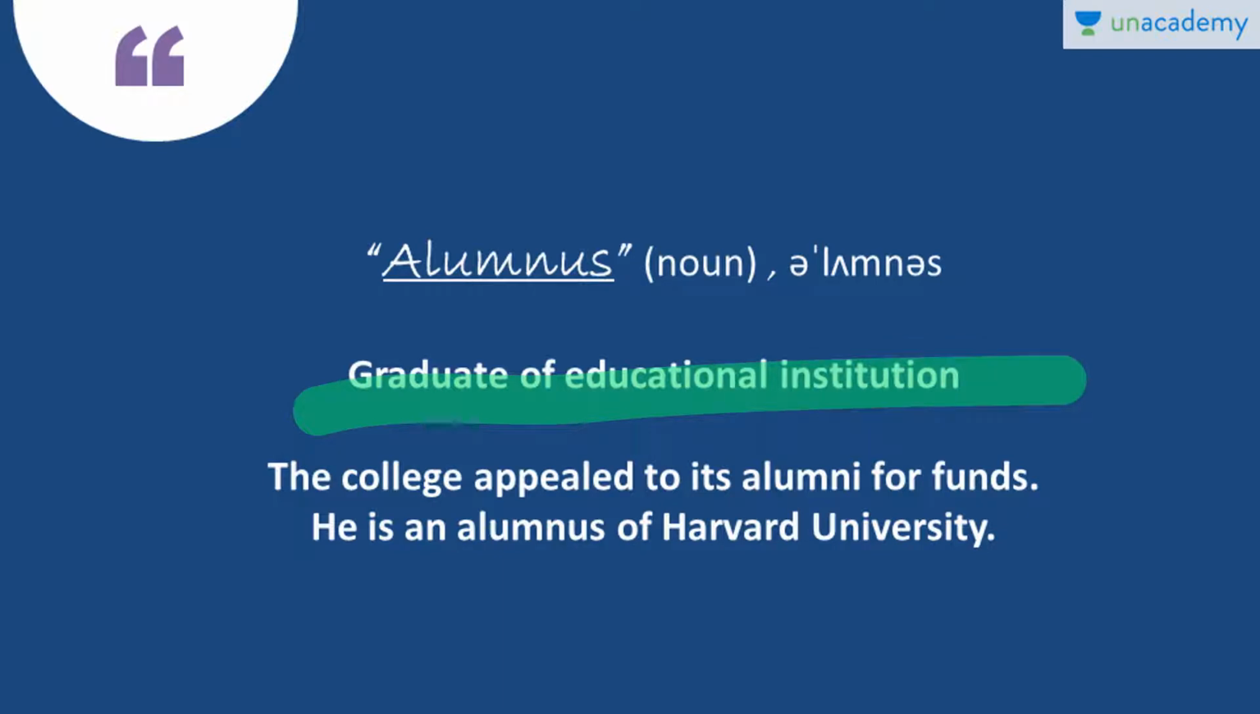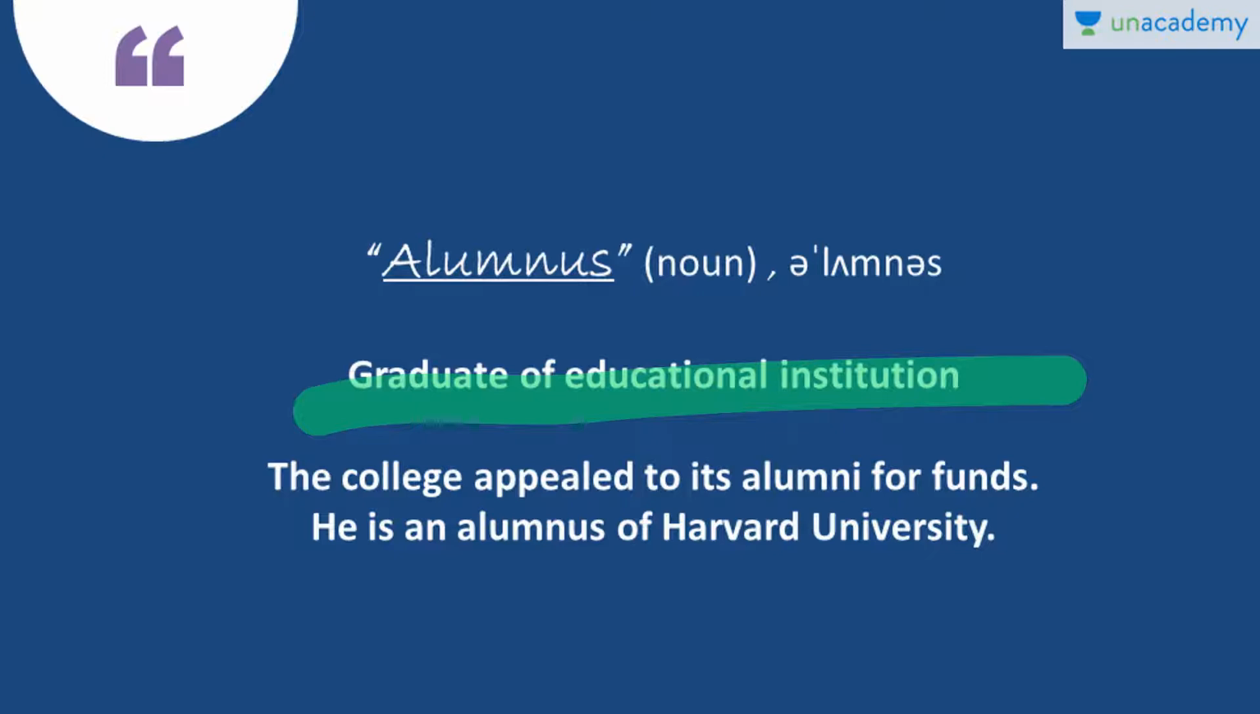Like you must be studying in some college and you will graduate from that college. Once you graduate from that college, then you will be considered as the alumnus, alumnus of that college. So that's how we use this alumnus.